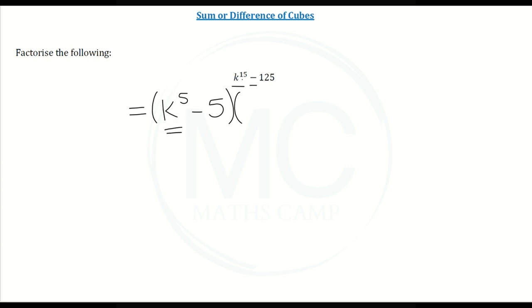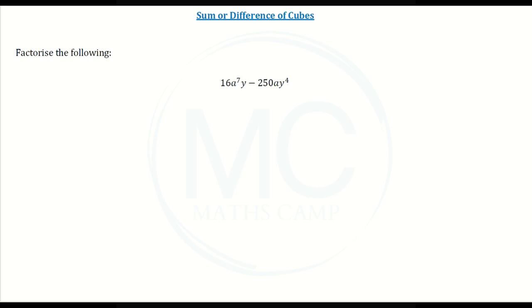Now we want to square k to the power of 5. To do this, we multiply 5 by 2 and we get 10. So we get k to the power of 10. There's a minus sign here. So the opposite sign is a plus sign. 5 multiplied by k to the power of 5 gives us 5k to the power of 5. Finally, we have negative 5 squared, which gives us positive 25. Let's close our bracket. Let's do one more example.